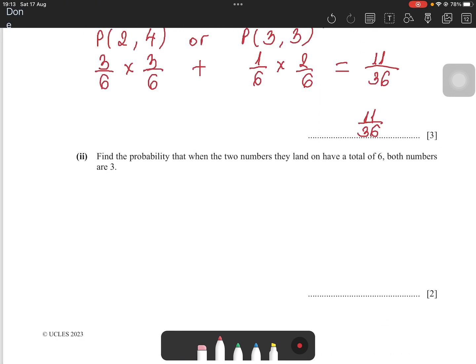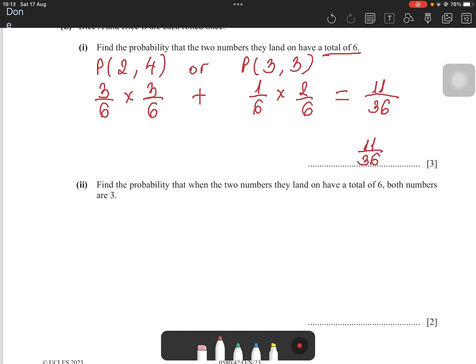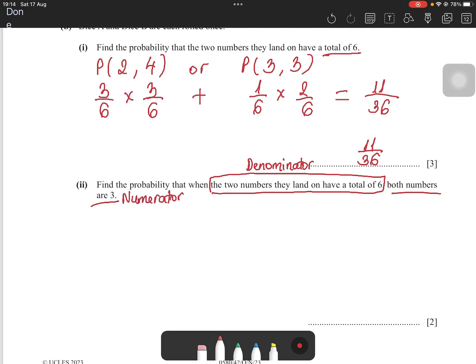Number 2. Find the probability that both numbers are 3, given that the two numbers they land on have a total of 6. The two numbers they land on have a total of 6: this is the denominator. Both numbers are 3: this is the numerator of the probability. So first, let's talk about the numerator.